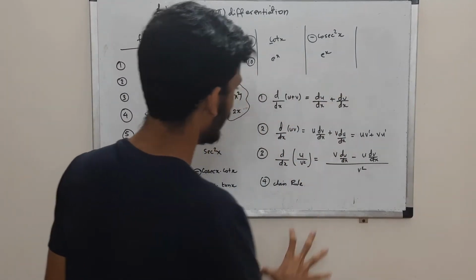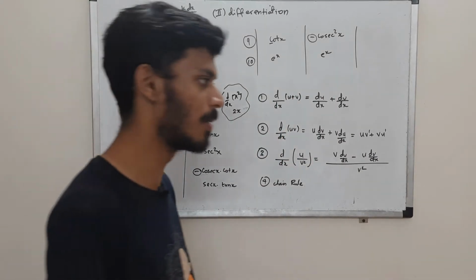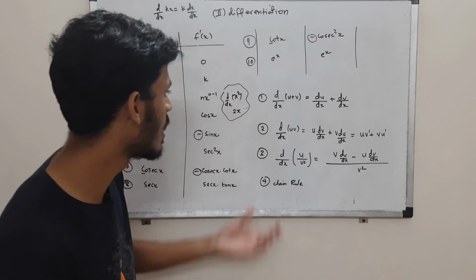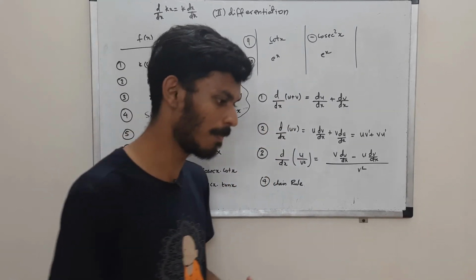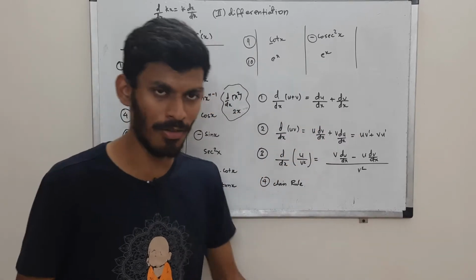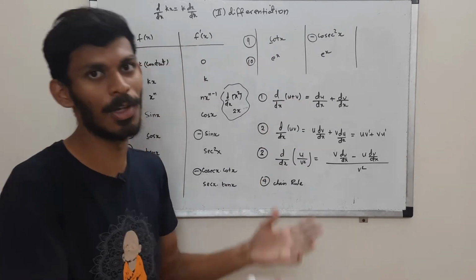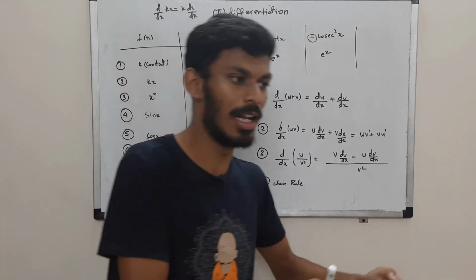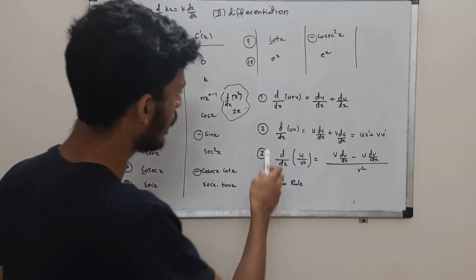And now let's discuss some results. This will be used when we are solving problems on derivatives. We'll be doing that next. If you have the derivative of u plus v, two functions u and v, you can split it into the derivative of u plus the derivative of v. Suppose you have 2x plus e to the power x. You can take the derivative of 2x, then take the derivative of e to the power x, and add them. Simply means that.